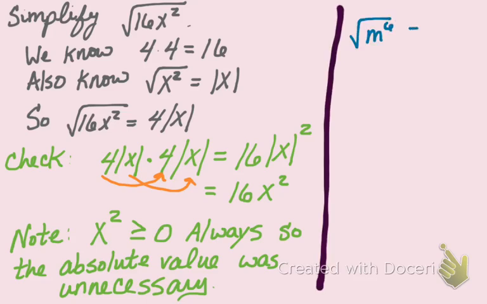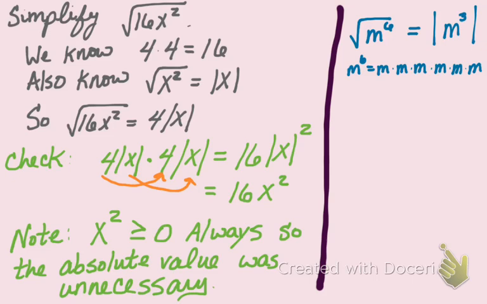Let's do another example. If I'm taking the square root of m to the 6th power, that equals the absolute value of m cubed. And what I did here is m to the 6th is m times m times m times m times m times m. There's 6 m's multiplied together.